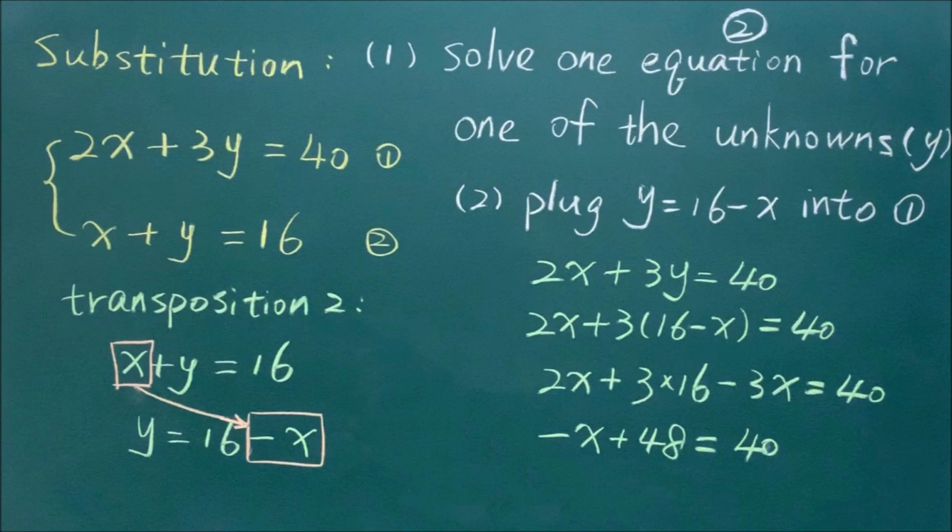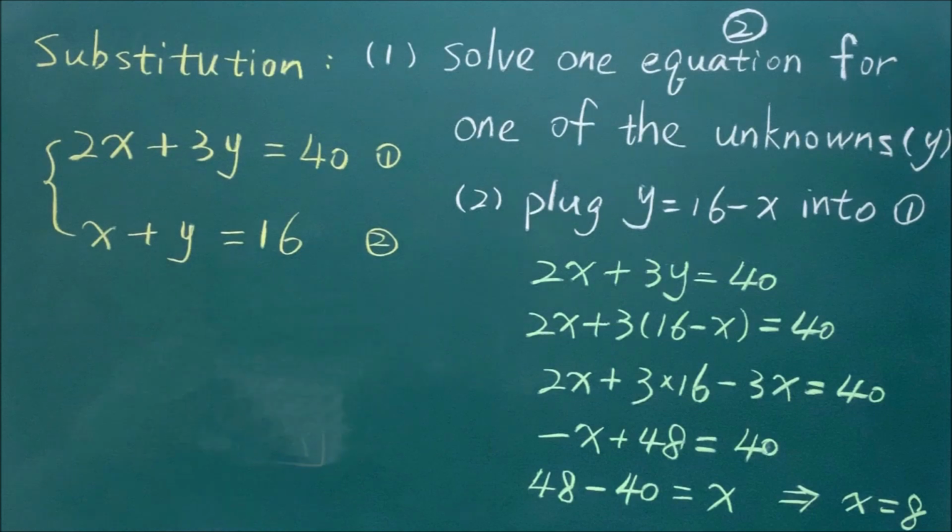Then keep the items with x on one side and other items on the other side. Usually we keep the items with x on the left, but in this way we will get a negative number temporarily. I don't like negative numbers because I'm lazy, so let's move negative x to the right side and change its sign to have positive x, and move 40 to the left side and get minus 40. 48 minus 40 equals 8. We get the solution, x equals 8.